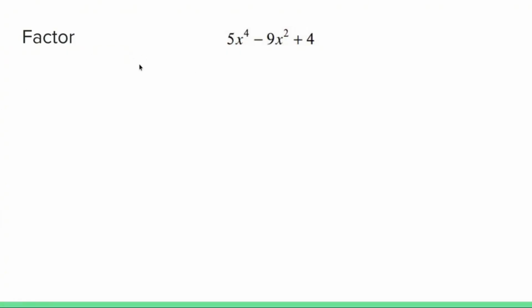Well, this is going to be annoying. Factor 5x to the fourth minus 9x squared plus 4. First things first, this is a quartic that looks quadratic. How do I know that? Because you have x to the fourth, you have x squared, and you have nothing.